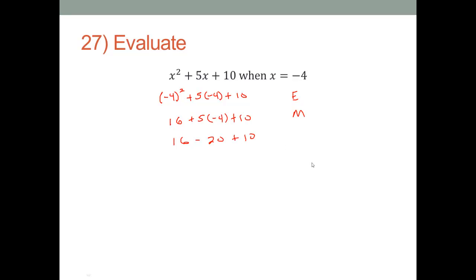plus 10. Then addition, subtraction from left to right. So I have 16 minus 20, so I'm going to go ahead and simplify that. If I have 16 and I take away 20, that will put me at negative 4. And then negative 4 plus 10. If I have negative $4 in my bank account, but I add 10, make a $10 deposit, then I would have $6.